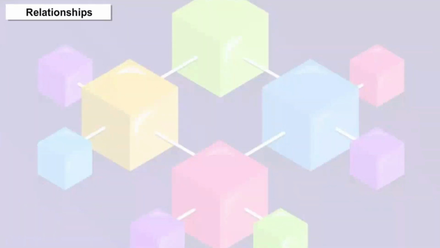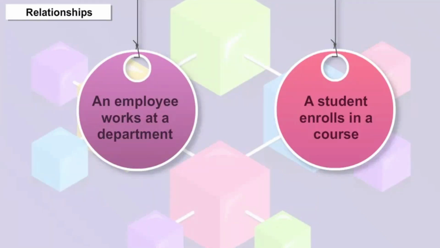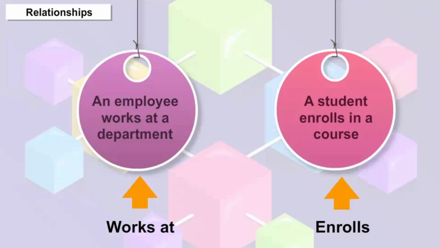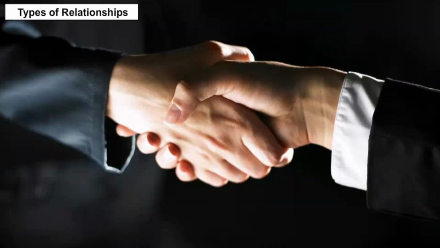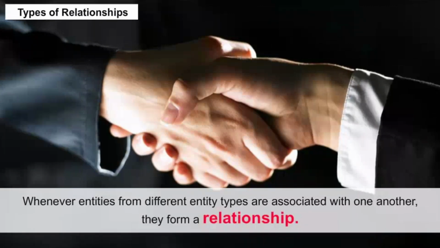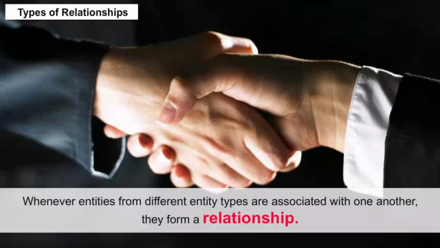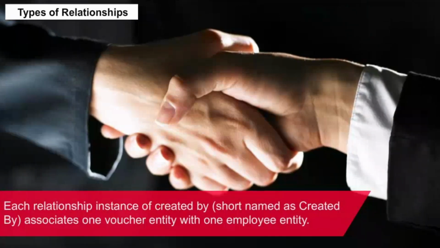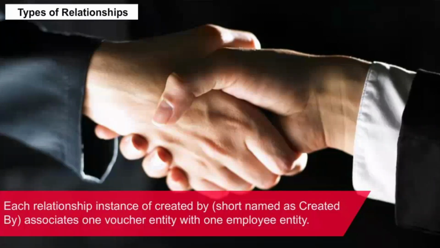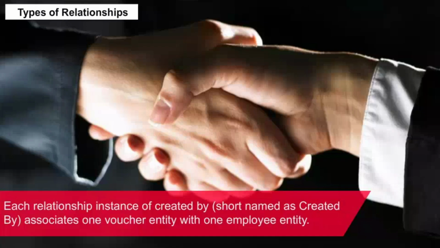Relationships. The interactions among various entity types are called relationships. For example, an employee works at a department, a student enrolls in a course. Here, works at and enrolls are called relationships. Types of relationships. Whenever entities from different entity types are associated with one another, they form a relationship. Each relationship instance of created by associates one voucher entity with one employee entity.